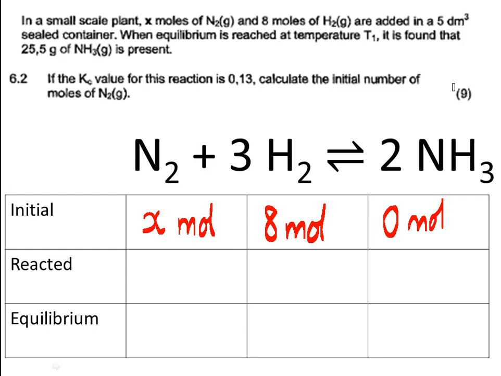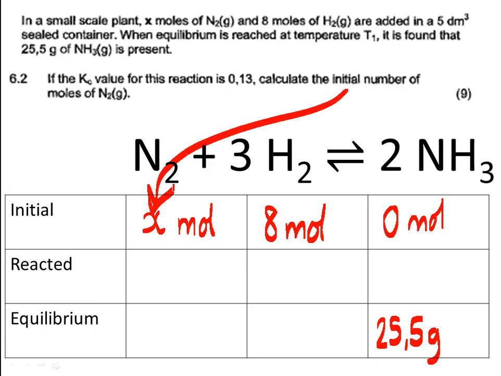When equilibrium is reached, it's found that we have 25,5 grams of ammonia present. And then we're given the Kc value, it is 0,13. And what we have to find out is what is that X? What is the initial number of moles of nitrogen?